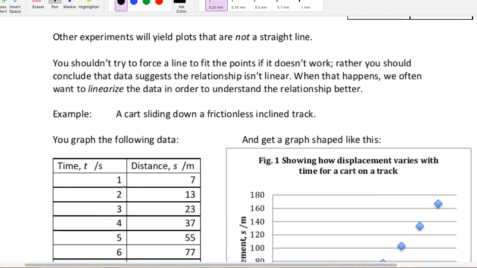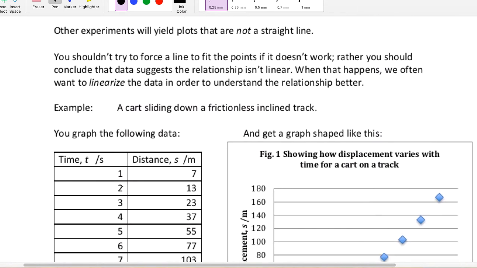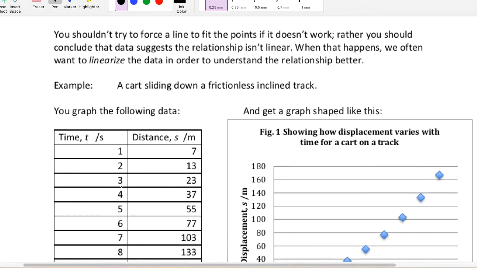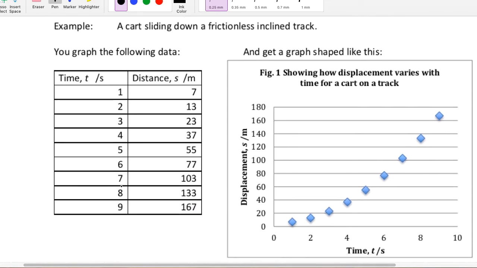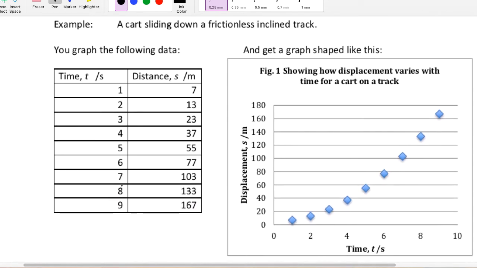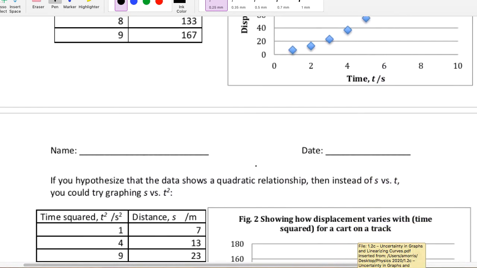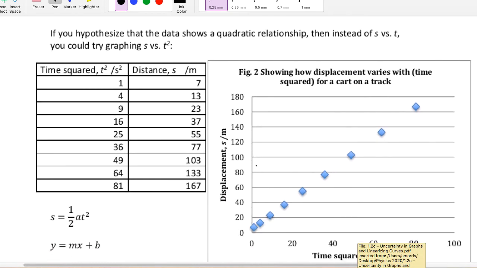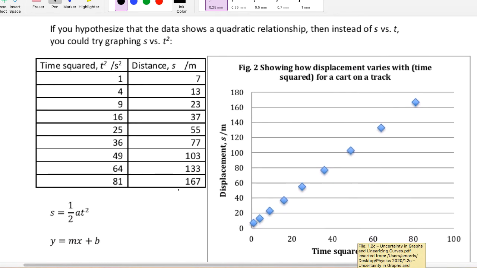Now, other graphs will yield points that are not straight lines, and you shouldn't try to force them to be straight lines if that doesn't work. Rather, conclude that the data is not linear, and then try to linearize the data. So here's an experiment where we take a cart sliding down a frictionless inclined track, and we get this nice parabolic curve. We've graphed displacement versus time. Now, we could try to linearize that by hypothesizing what the relationship is there.